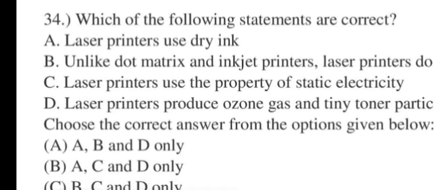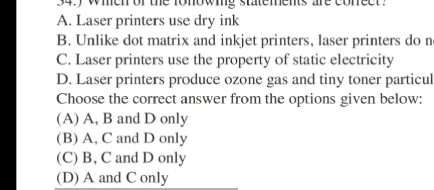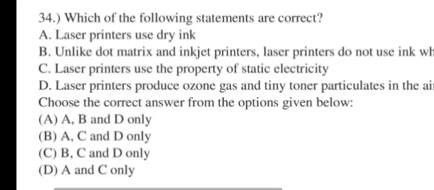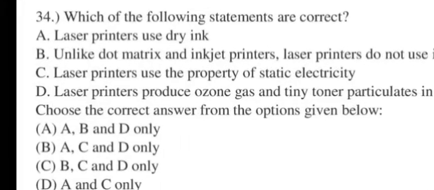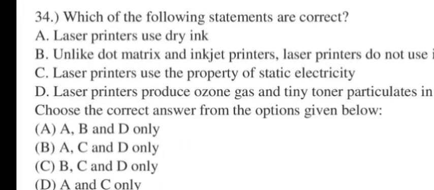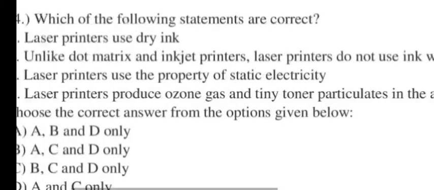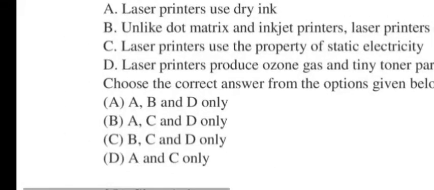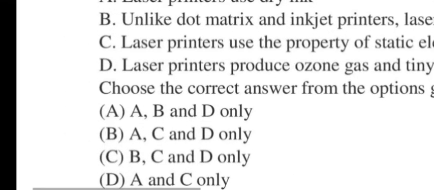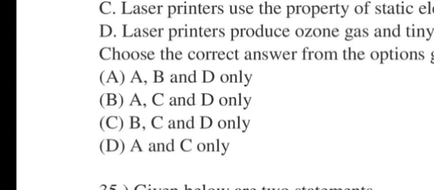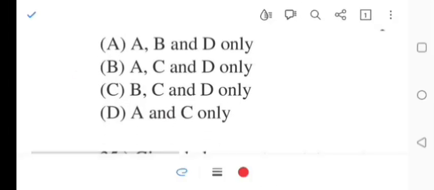A, B, C, D. A. Laser printers use drying. B. Unlike dot matrix and inkjet printers, laser printers do not use ink when producing a document. C says laser printers use the property of static electricity. D. Laser printers produce ozone gas and tiny toner particulates in the air. Choose the correct answer from the options given below. A, B, D; A, C, D; B, C, D; A, C. 34. Correct option will be A, C and D only.